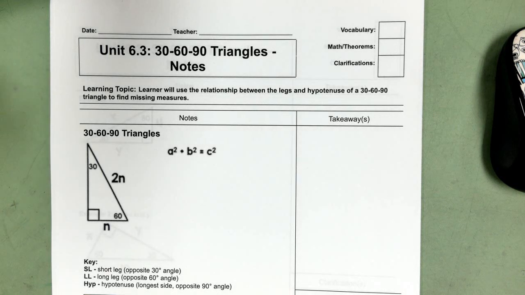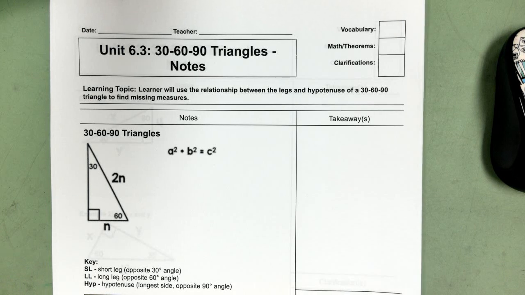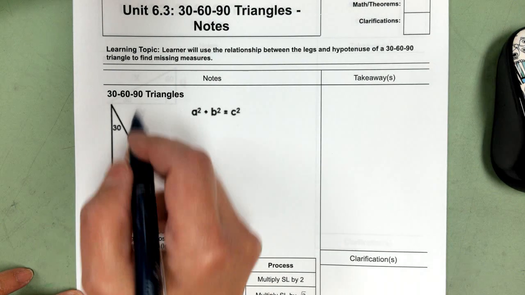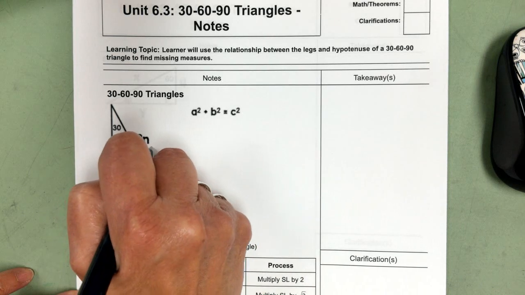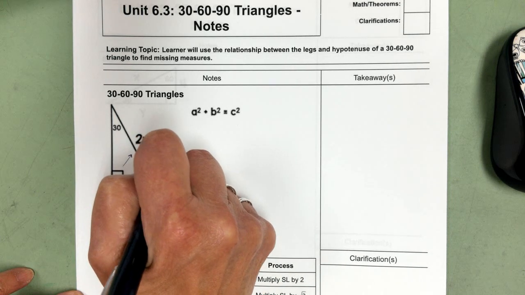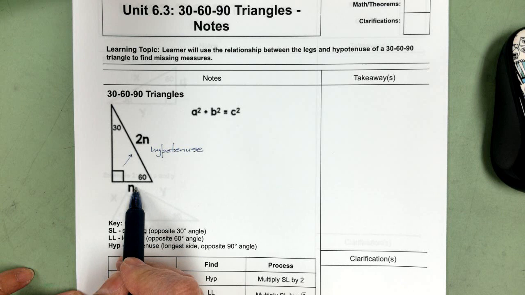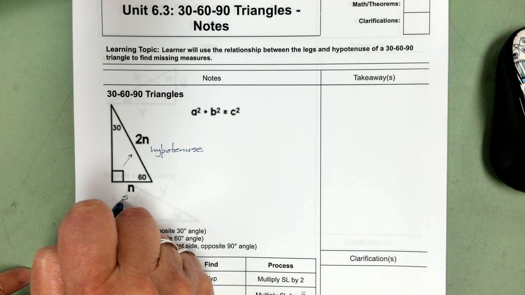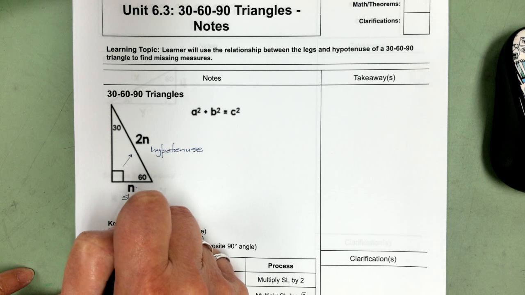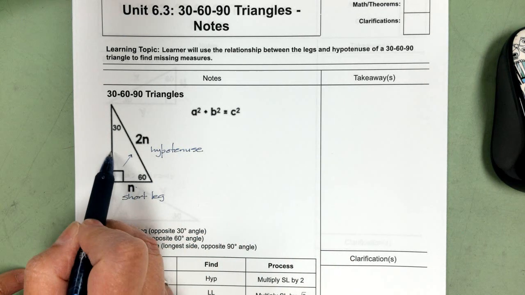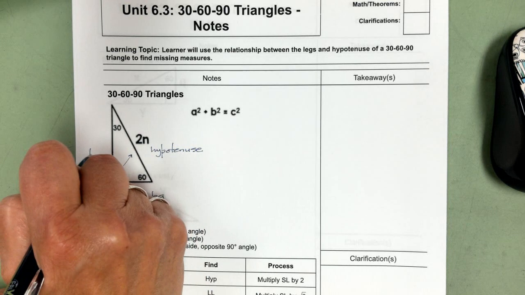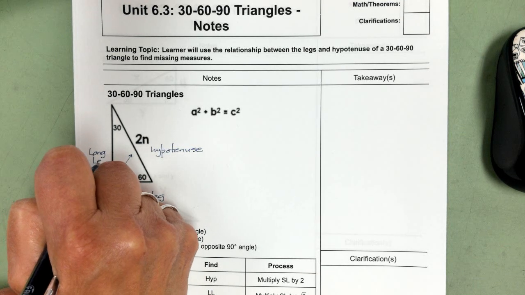In this section, we're going to look at 30-60-90 right triangles and use the relationship between the short leg, long leg, and hypotenuse to find missing measures. So as we look at this triangle here, this side is opposite the right angle, so this is the hypotenuse. The side that is opposite the 30-degree angle, we're going to call the short leg. And the side opposite the 60-degree angle, we're going to label the long leg.